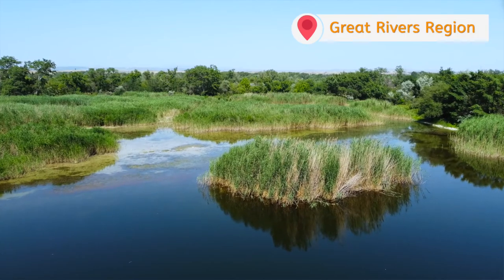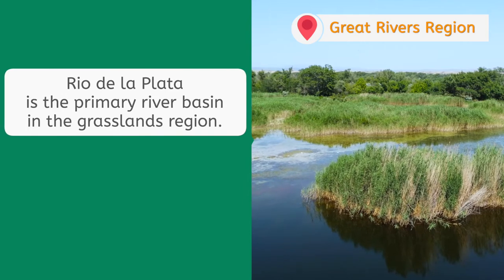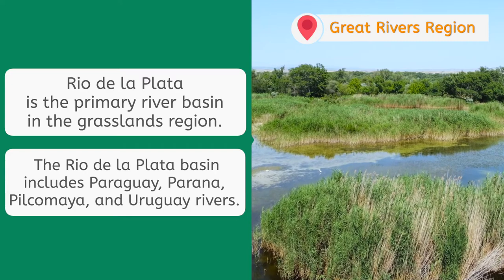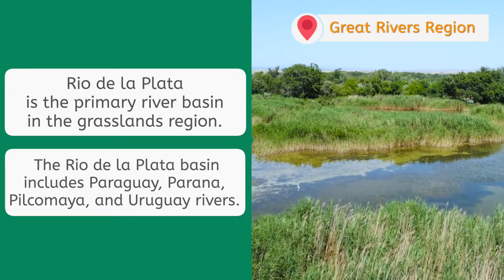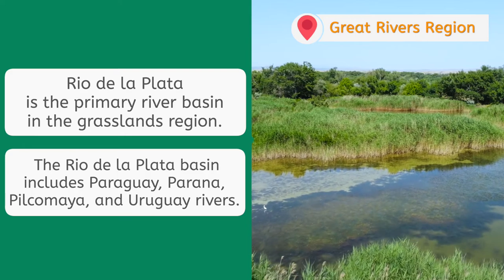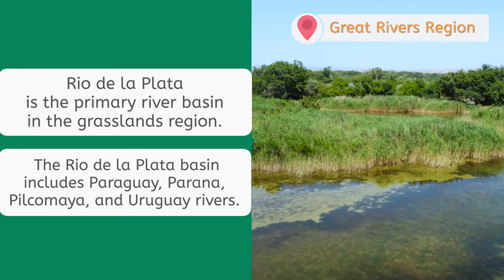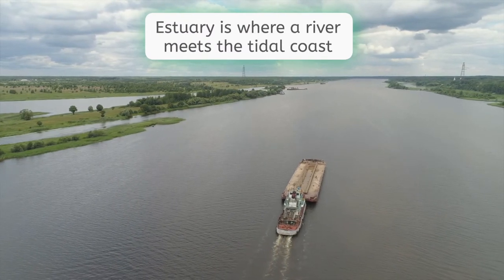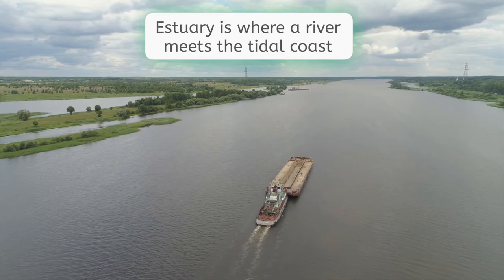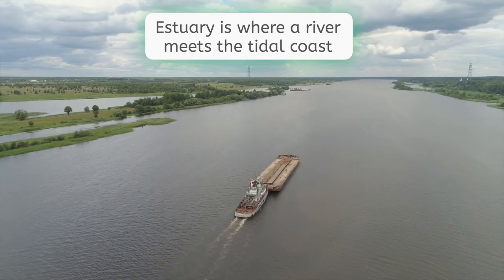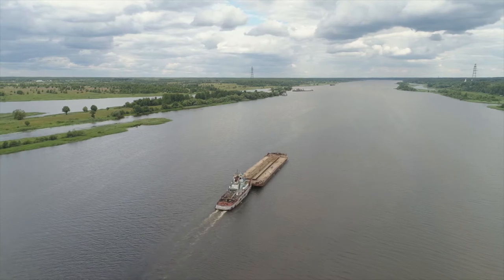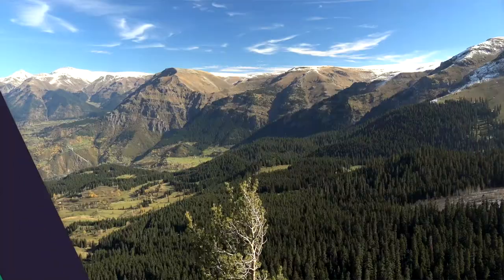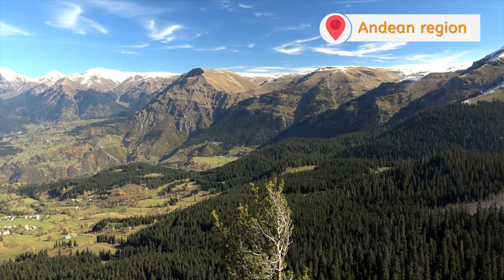The dominant river basin of the grasslands is the Rio de la Plata. Several large interior rivers, including the Paraguay, the Paraná, the Pilcomayo, and the Uruguay, form the Rio de la Plata estuary, which drains into the Atlantic near Buenos Aires, the capital of Argentina. You probably remember that an estuary is where the river meets the tidal coast. The Rio de la Plata is important to the region as it makes it easy to ship goods to and from each country. Also, the rivers are among the only means, even today, to travel to the interior of the continent. Of course, many of those rivers originate as runoff from the Andes Mountains.